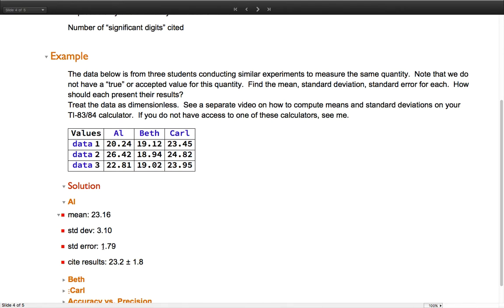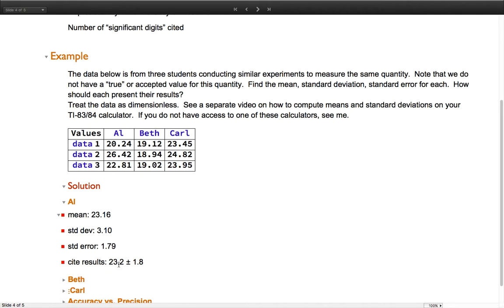Now, convention. Standard error is cited to 2 sig figs. So we're going to call this just 1.8. So there's our standard error, 1.8. We then cite the mean value to the last digit of alpha. Well, that's the tenths place, the 0.8. So therefore, we take the mean value and we round it off to the tenths place. So we cite this not as 23.16, but as 23.2.